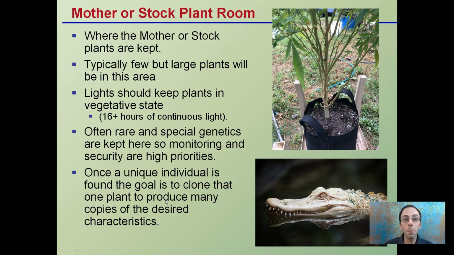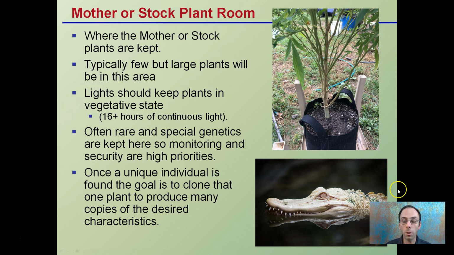So here we're looking at the mother or stock plant room, and this is where the mother or stock plants are kept. These are typically fewer but larger plants, and we want these plants to remain in the vegetative state, so keep in mind it's giving them 16 plus hours of continuous light. Some growers may even choose to run 24 hours. This is often where rare and unique genetics may be kept, so monitoring this area is important. Security is a high priority.